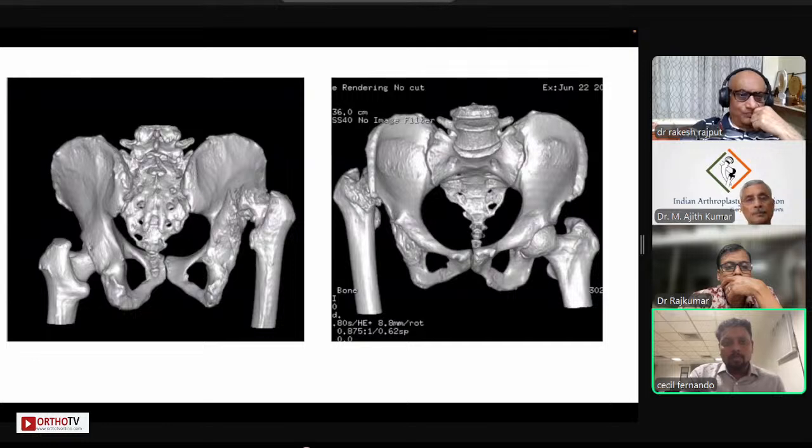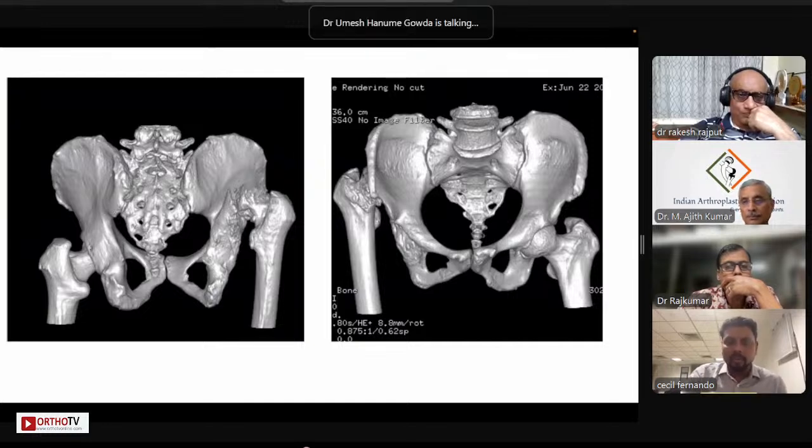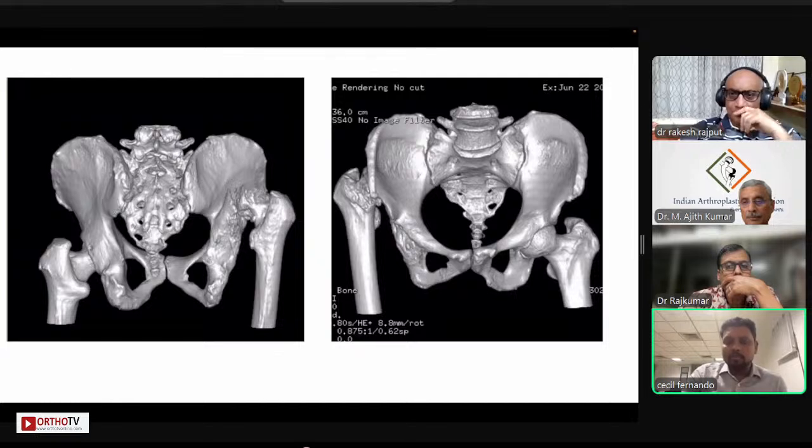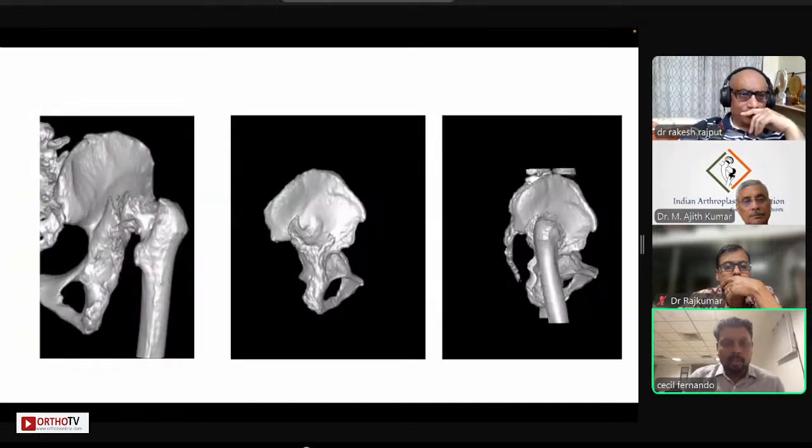So this is a 3D reconstruction of the pelvis. On the left, we are seeing the posterior aspect of the right hip, where we can see a shallow acetabulum, where the posterior wall is almost deficient. It's an anterior view of the pelvis 3D reconstruction, where again the acetabulum is quite shallow, and we can see the femur quite ridden up or posterior dislocation. Other cuts.